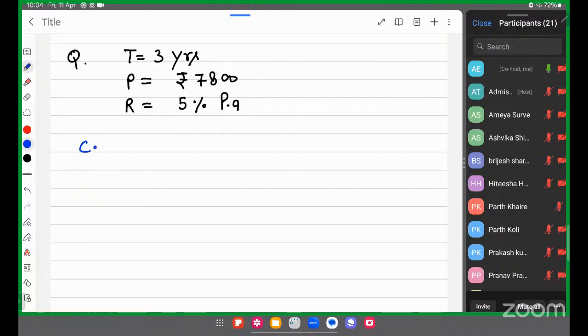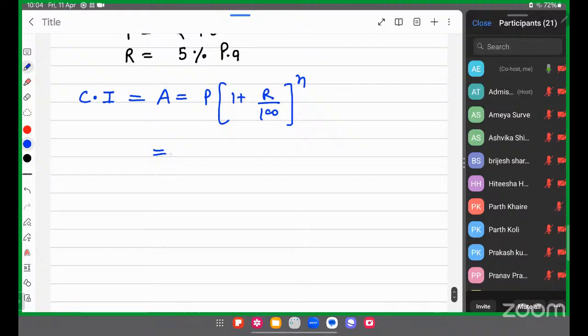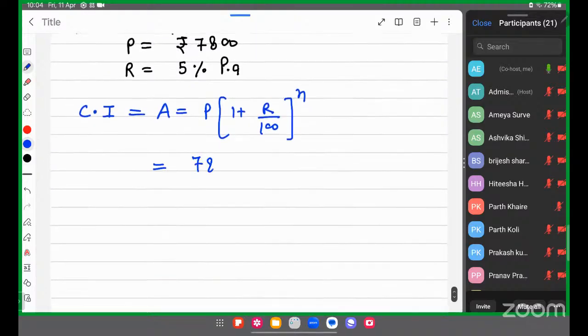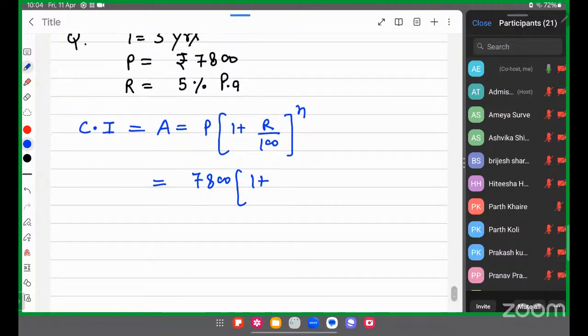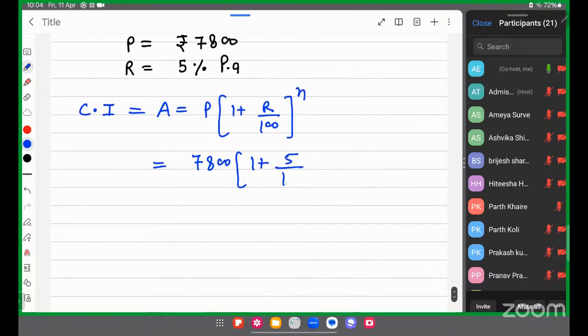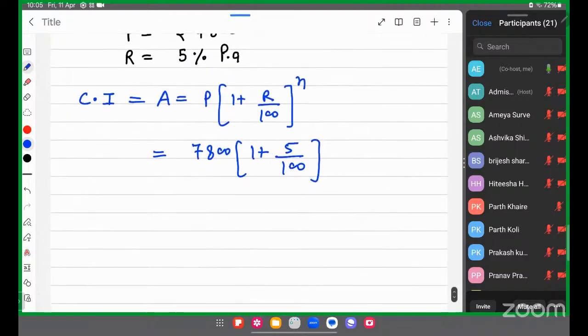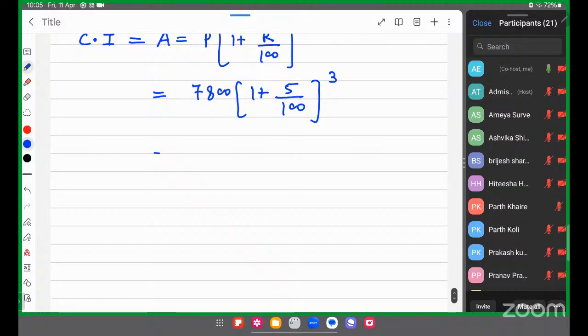So we know that the amount with interest compounded annually is given by A, which is P into 1 plus R by 100 raised to power N, where N is the time period. So according to the question, principal amount is 7800 into 1 plus the value of interest rate is 5 by 100 raised to power N, that is for 3 years. So this will be 7800 into 1 by 20 plus 1 will be 21 by 20 raised to power 3.